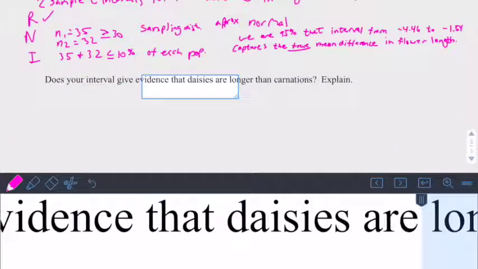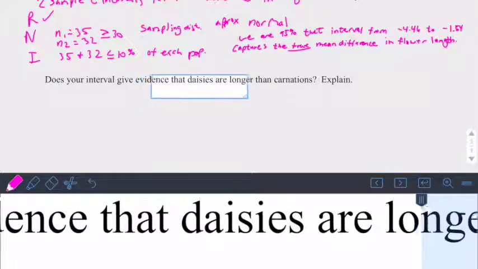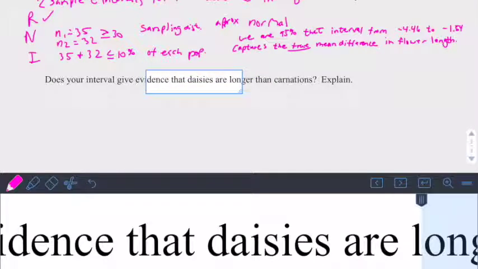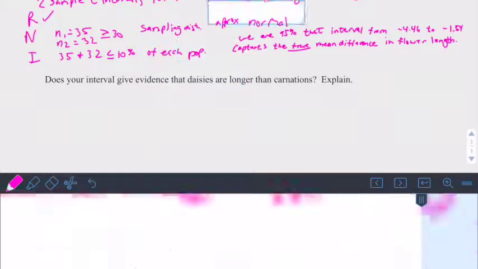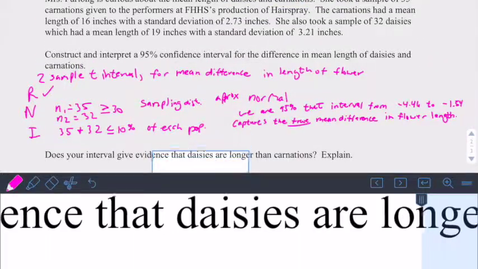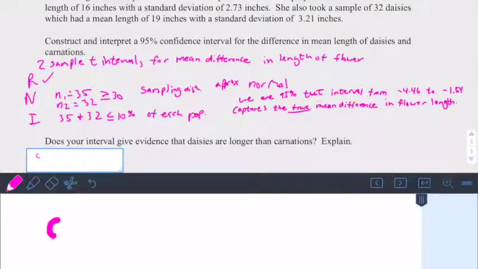So what this means is that our interval does not have 0 in it. And since we subtracted carnations minus daisies, then we know that the daisies are actually longer, right?